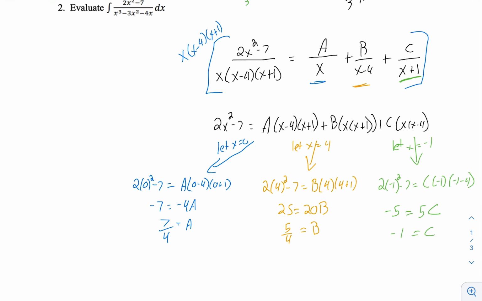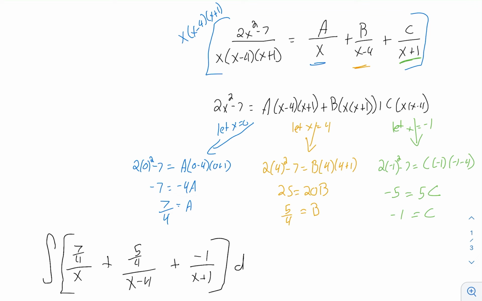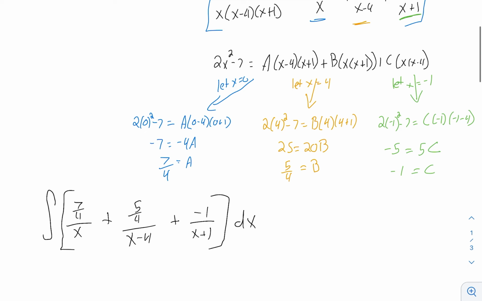All right, what that allows us to do is rewrite our integral. We could go back to the beginning, and what we're really saying is we're integrating 7/4 over x plus 5/4 over x minus 4 plus a negative 1 over x plus 1. We're integrating each of these terms, each of these pieces. And all of these have that x in the bottom, so really your ln's pop up a lot here. Your integrals are going to be a lot of ln.